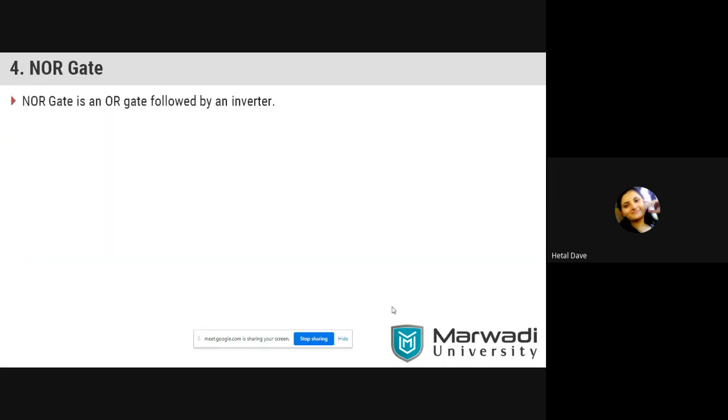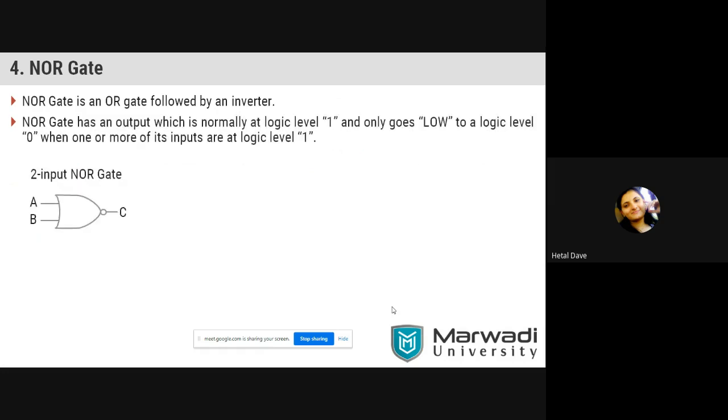So first of all, let's take the NOR gate. What is a NOR gate? An OR gate followed by an inverter gives us the NOR gate. Here is the symbol of a 2-input NOR gate: an OR gate with a bubble. In digital terminology, we call the inverter a bubble. So an OR gate and a bubble give us the NOR gate.